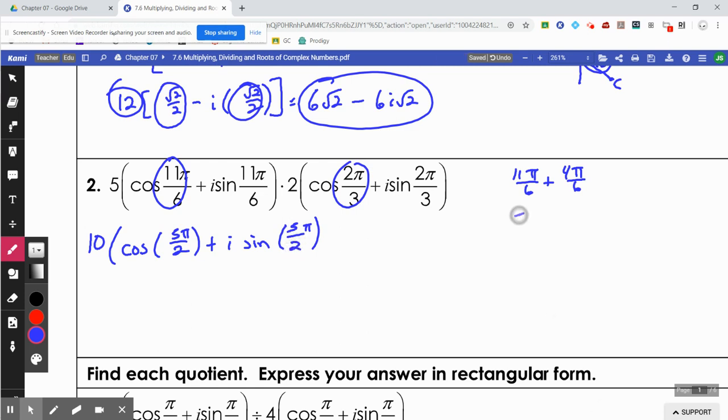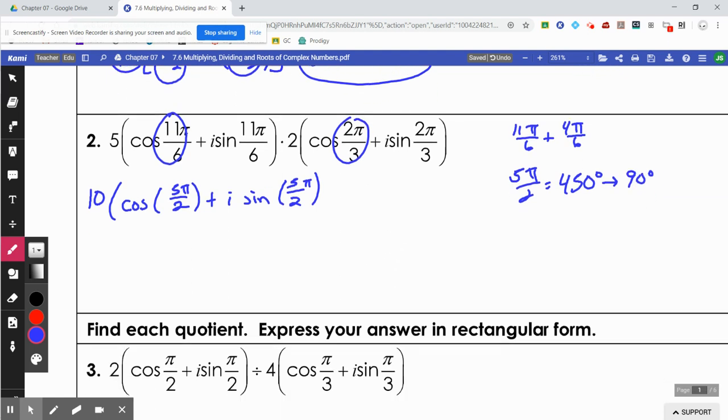5 pi over 2, let's change that to a degree so it's easier to work with. That's going to be 450 degrees. However, if you take a rotation away, you have a 90-degree angle. So that's simply the cosine and sine of 90 degrees.